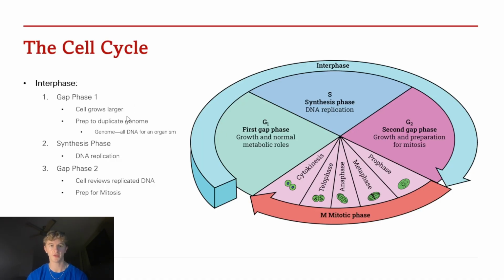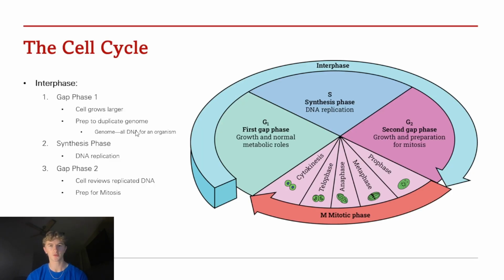What is the genome? The genome is all the DNA for an organism. This preparation is important because in order to duplicate the cell, which is the entire purpose of the cell cycle, we need to duplicate the DNA, because the DNA is all the important stuff in the cell, right? It's what makes the cell do its actions and whatnot. So yeah, that's gap phase 1.